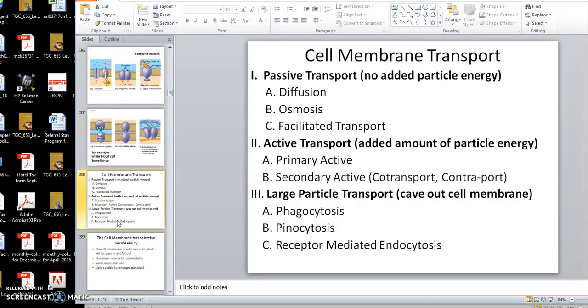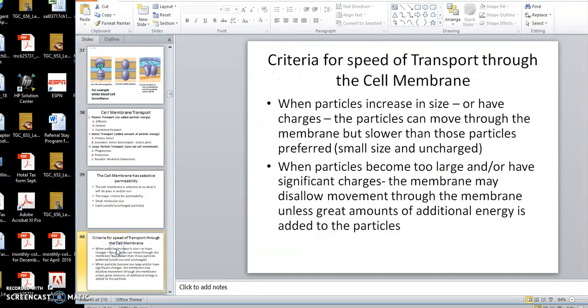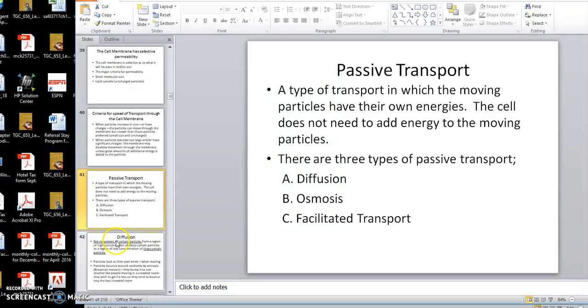So we go back here. We already talked about this. Criteria for speed of transport you can read on; I kind of tried to lay everything out. Passive transport, no energy can be added. Three types: diffusion, osmosis, and facilitated transport.